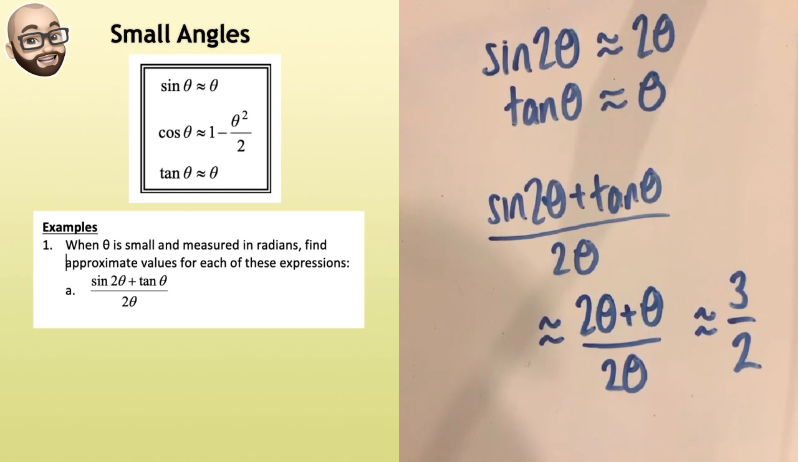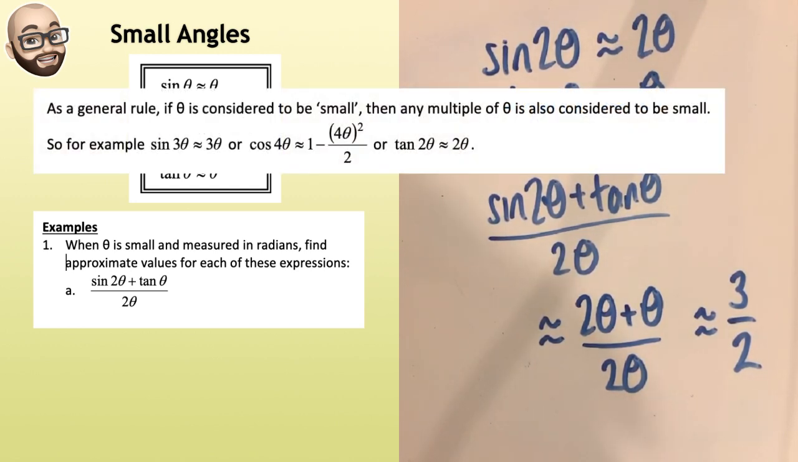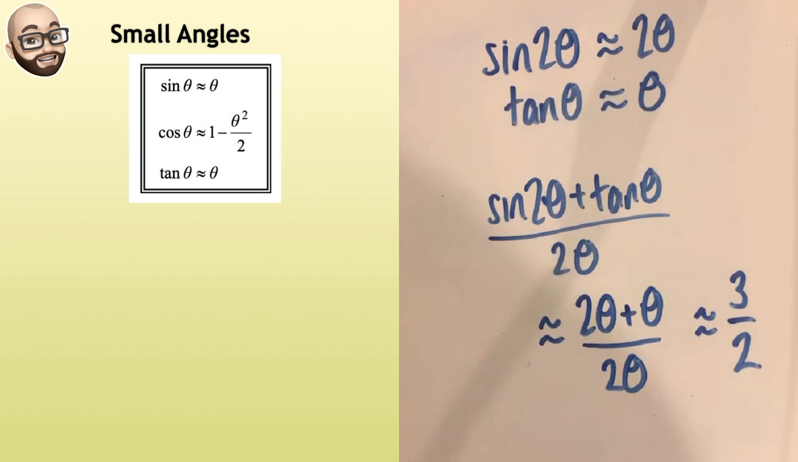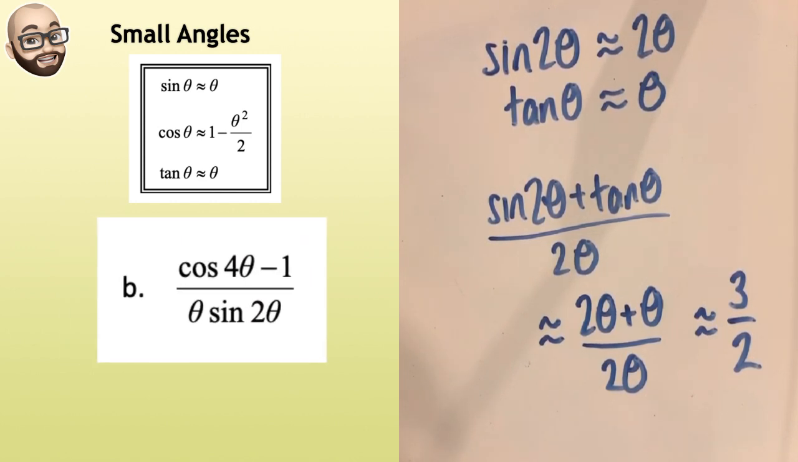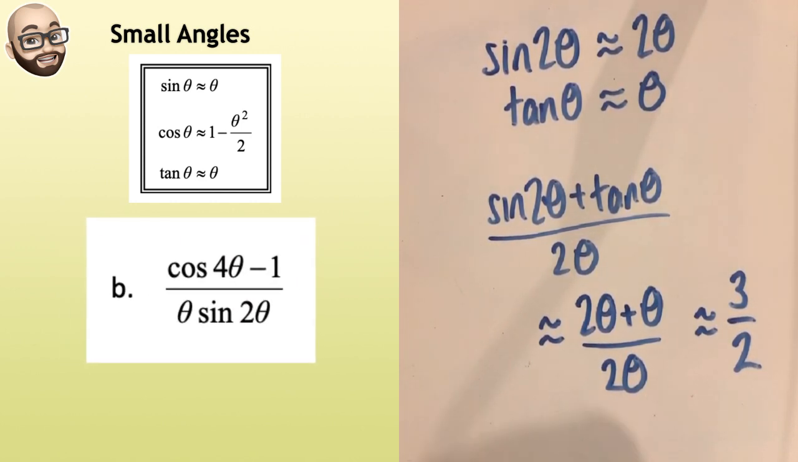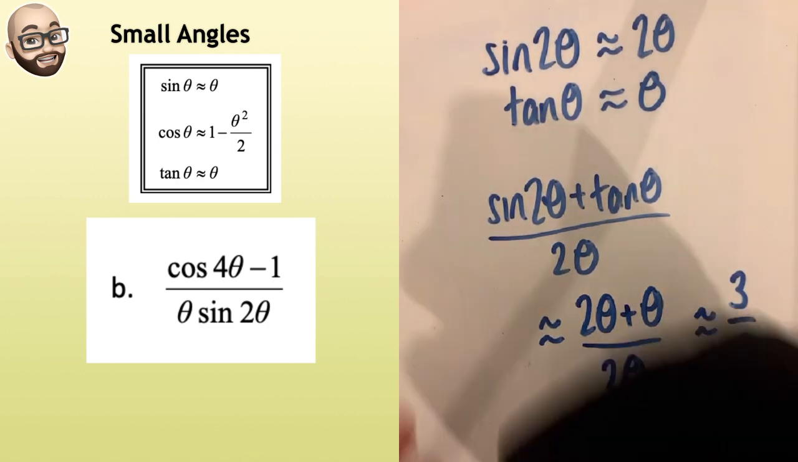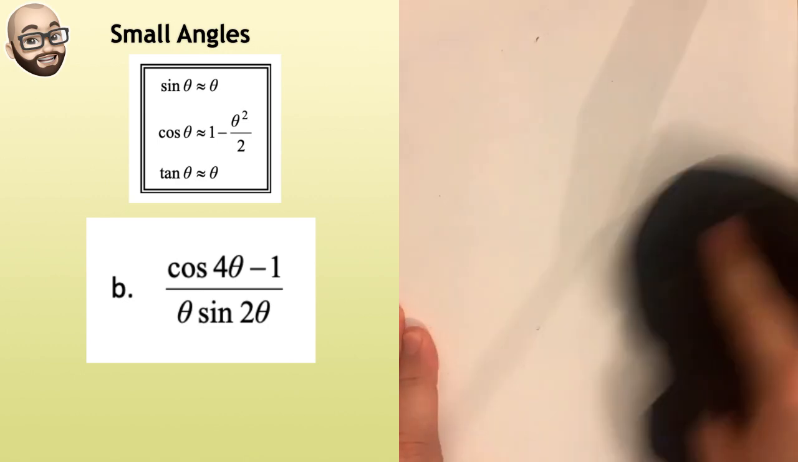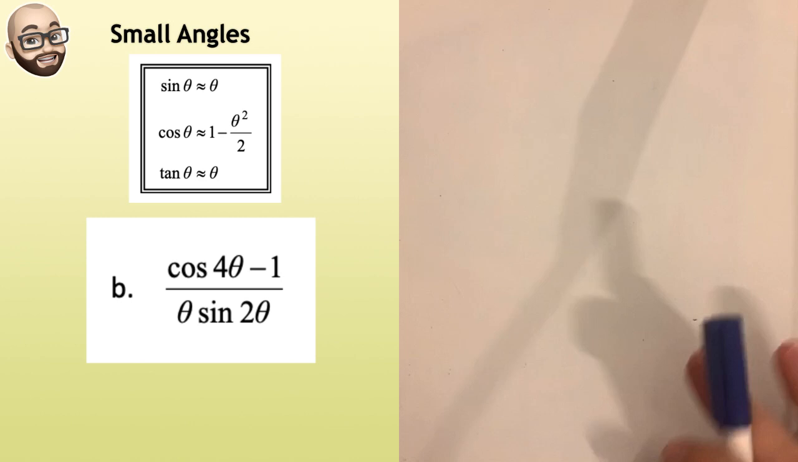Second question says, what's happened there? That's come back on screen. I didn't want that one. I wanted it to go to the second one. Here it comes. So it says cos of 4 theta minus 1 over theta sine 2 theta. So let's do it the same way.